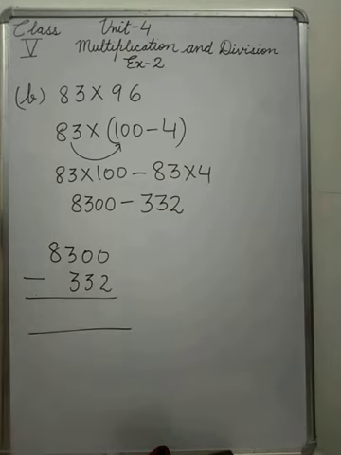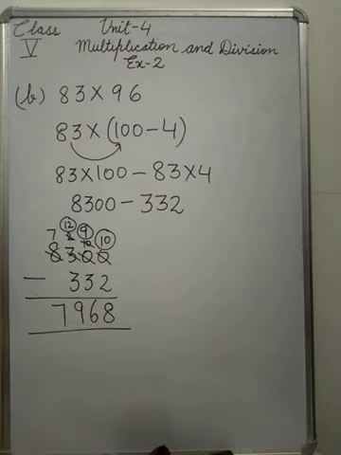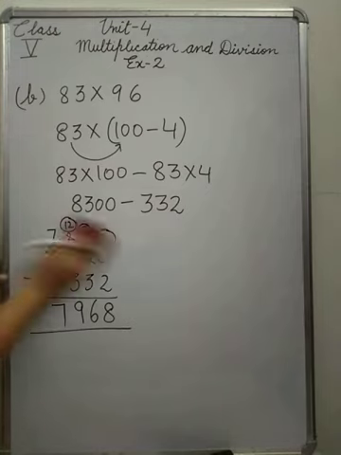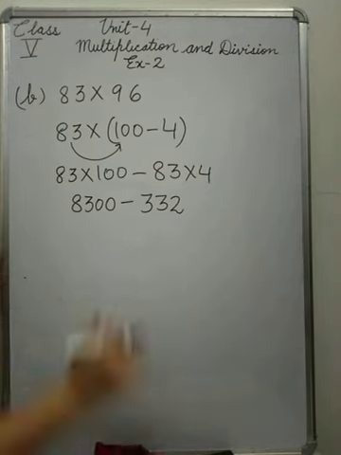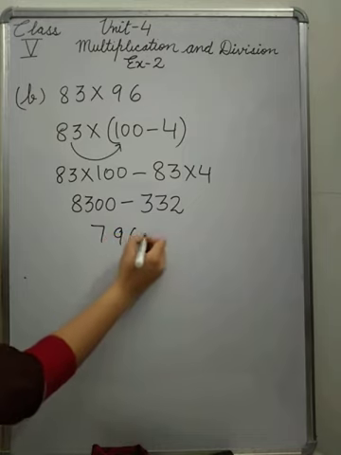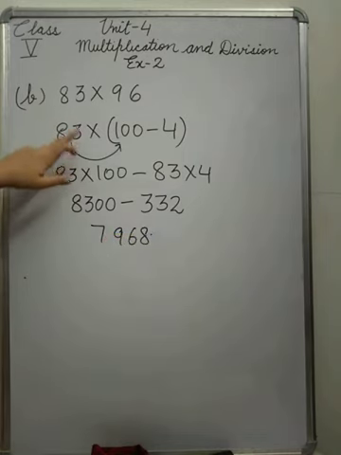Subtract this and you will get your answer. So when you subtract this, you will get 7968. So this is your answer. Okay. Now you can do this. This is distributive property over subtraction.